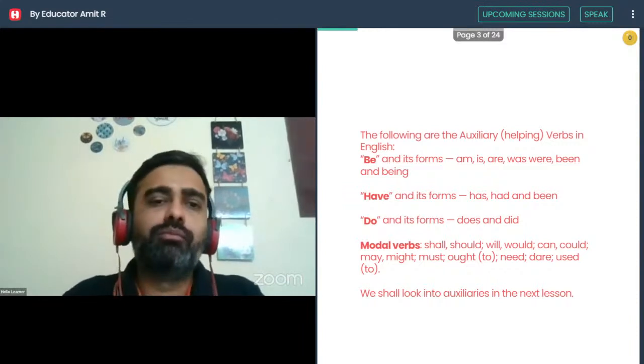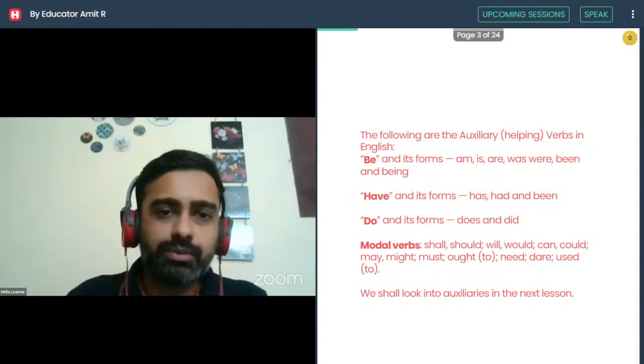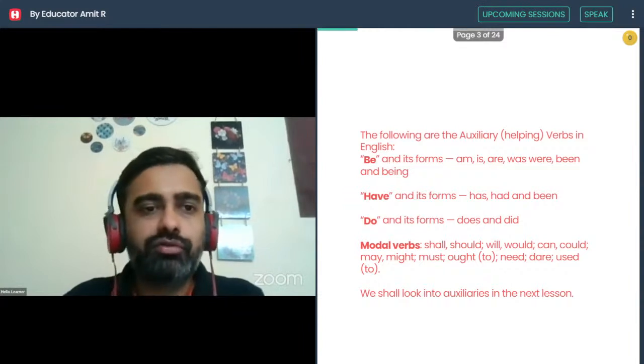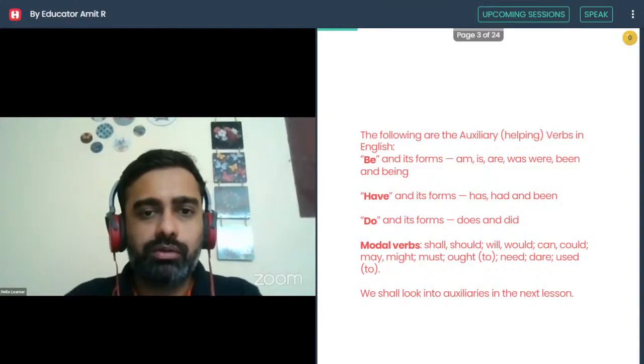Obviously, the type and the form changes depending on the context and depending on the tense that you are making the sentence in, whether it's the simple tense, the perfect or perfect continuous or continuous, whatever. So the form changes, but these are the main auxiliary verbs. We'll look at some examples to understand what it means.